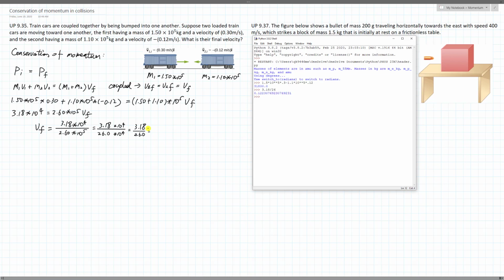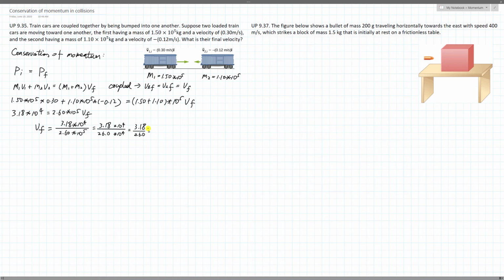So we have 0.122. Let's manage that. 0.122 meters per second. And this is positive, so it's directed to the right. Can't really draw too straight today. So that's direction to the right.